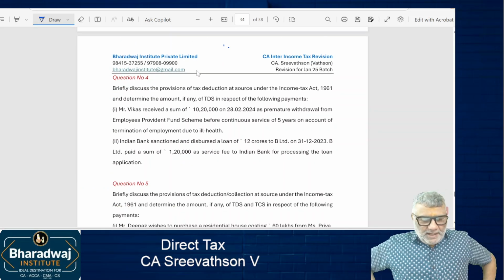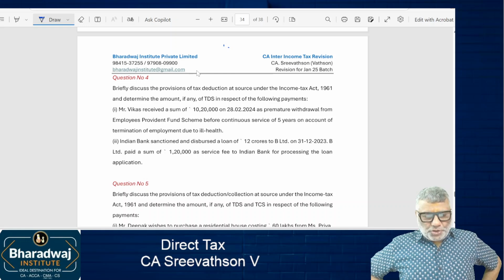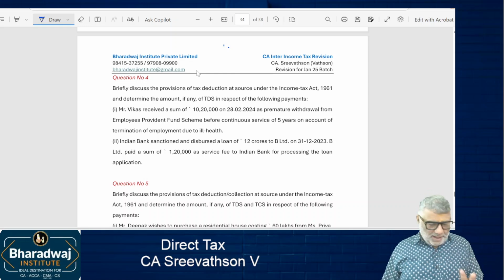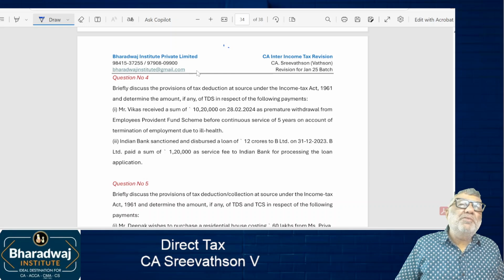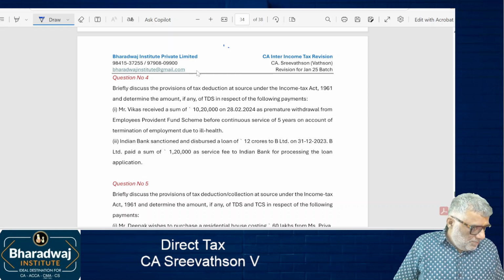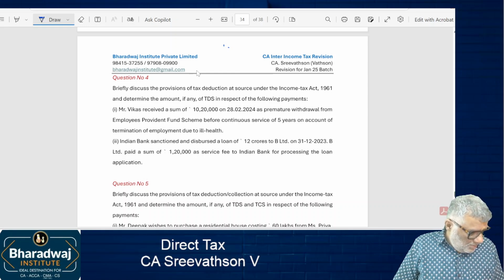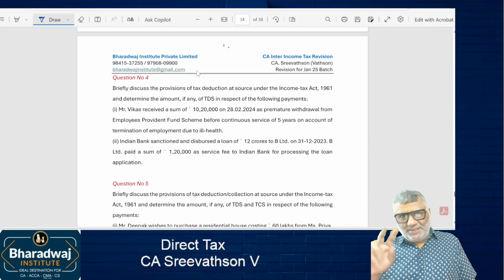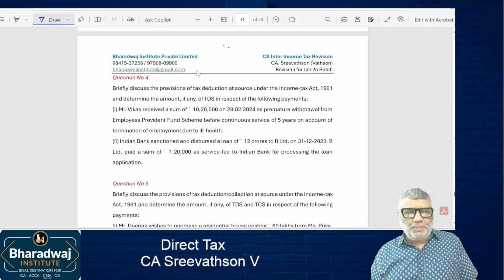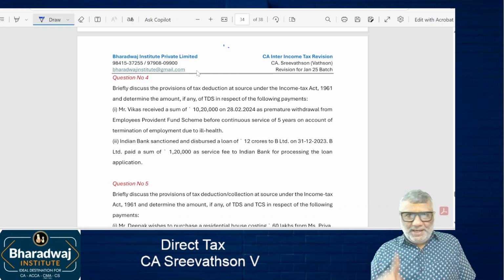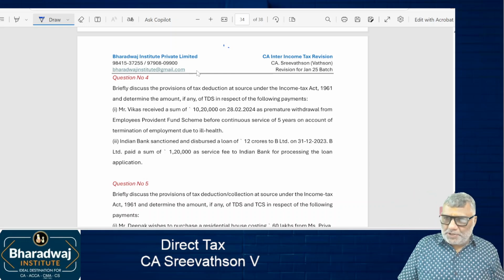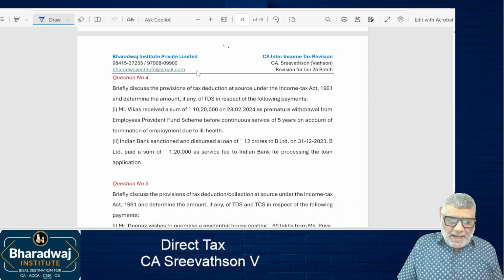Okay. Here, 10,20,000, and it is due to termination of employment, I think. I'll just check whether there is an exception notification. In this case, it is on death, it is not taxable. Okay, that part I know. But exceptional notification for ill health, I'll just check. As of now, write and keep 192A 10%.